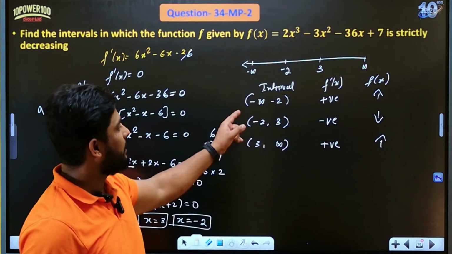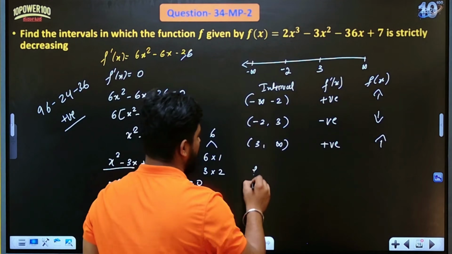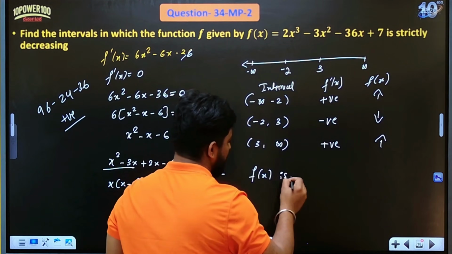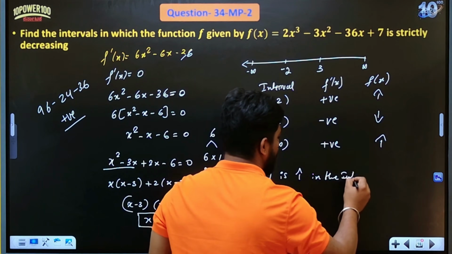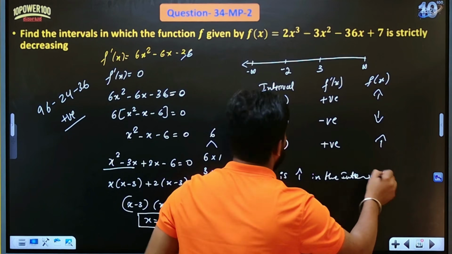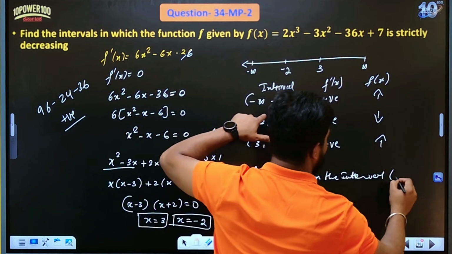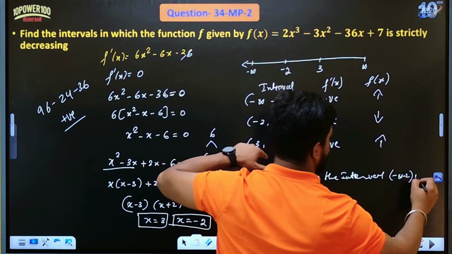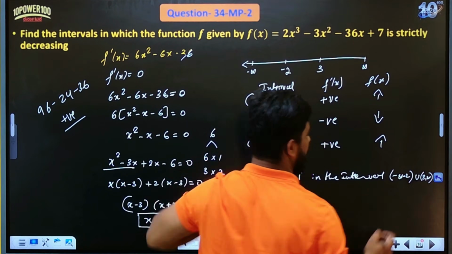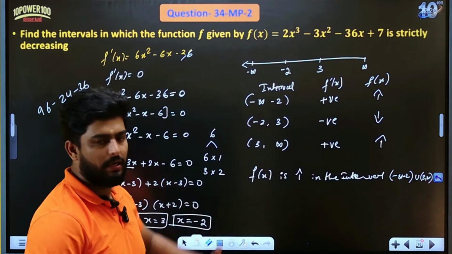So f of x is increasing in the interval, I'll write the conclusion. There are two intervals, kids. So minus infinity to minus 2, union 3 to infinity. Writing the union is more than enough.